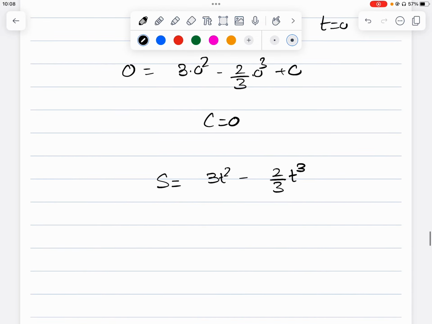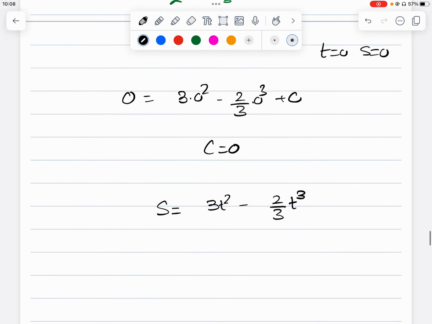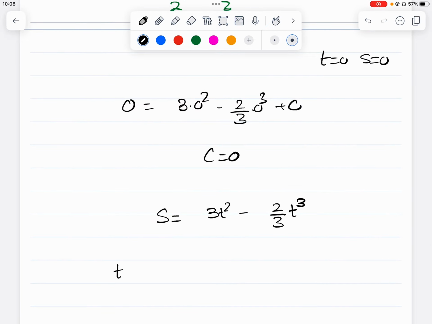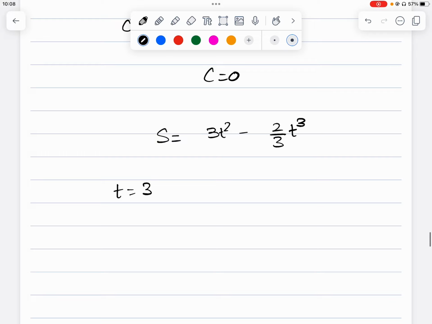Now I want at 3 seconds. t equals 3 seconds. So s equals 3 times 3 square minus 2 upon 3 times 3 cube, which is 9 meters. So that completes the question.